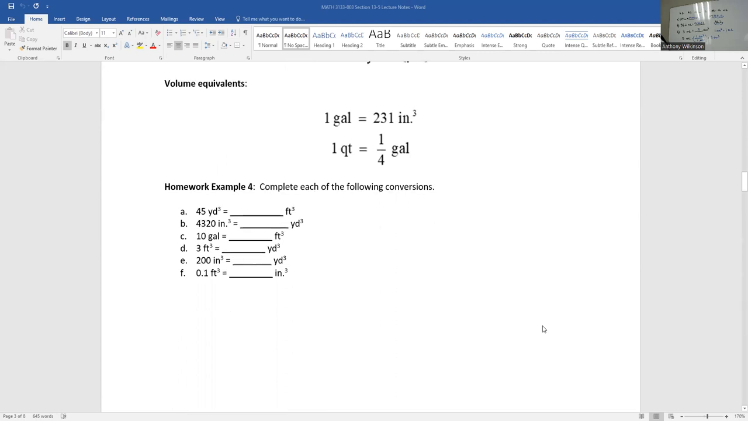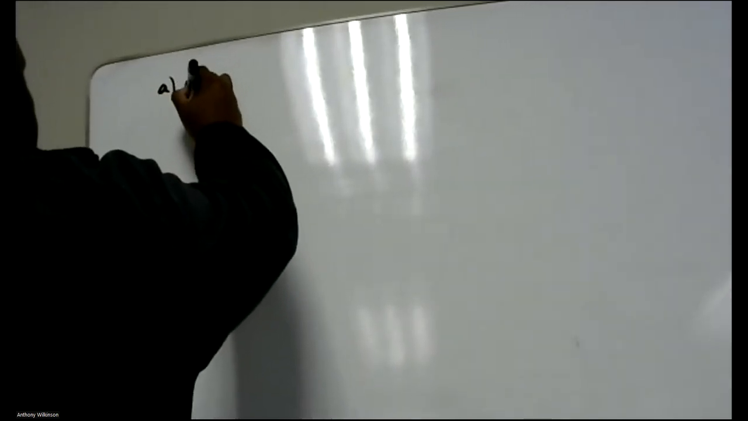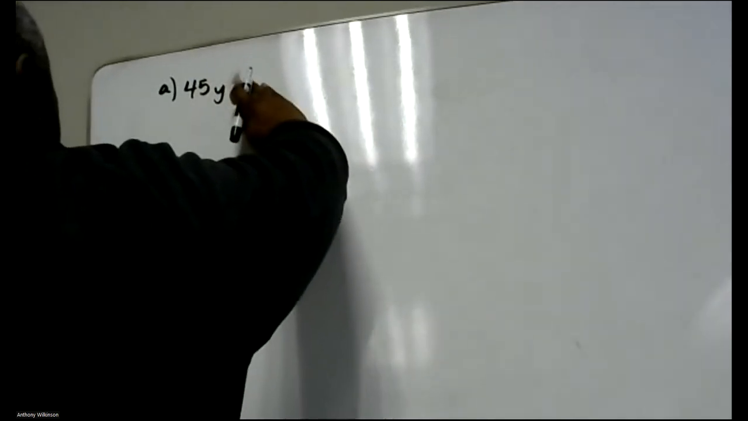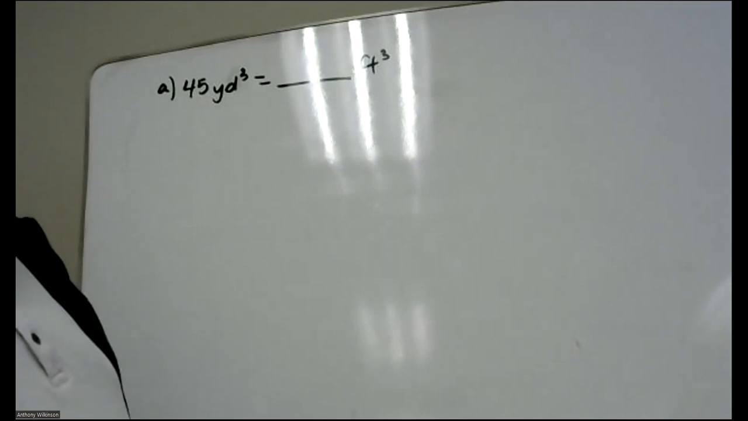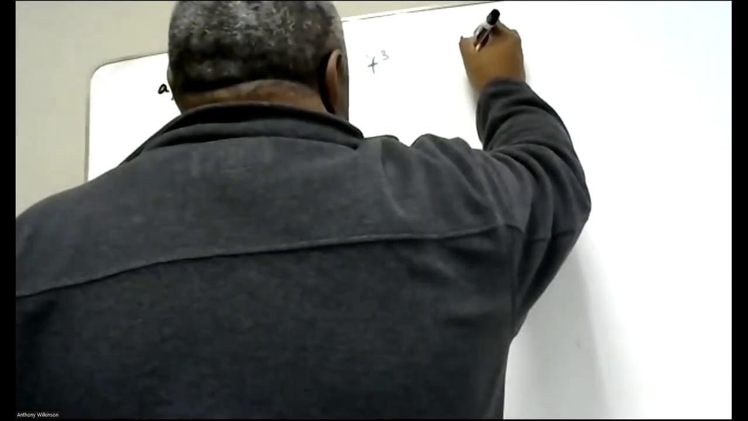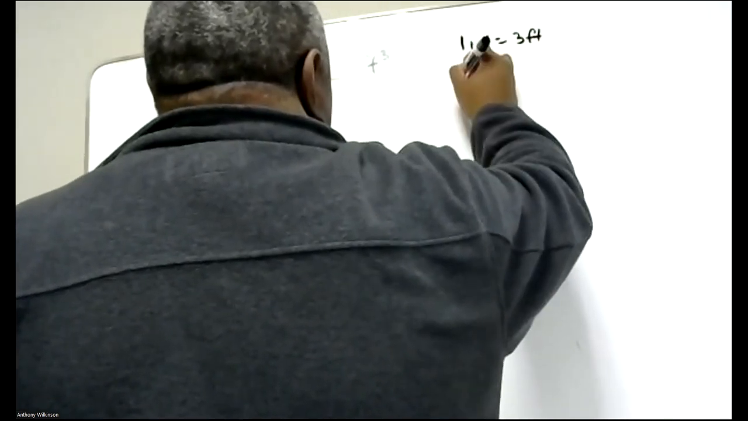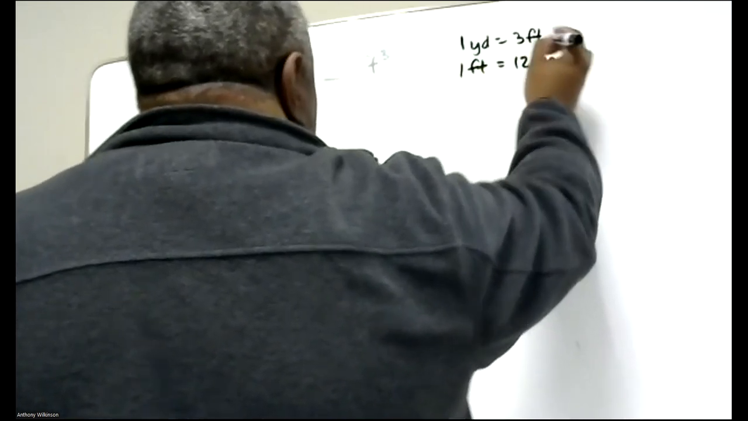Okay. So let's look at these examples here that we have. Example 4. Say I want to complete the following conversions here. So in this case, let's say we got 45 cubic yards in part A. We want to convert that to cubic feet. I'm going to write up to the side that 1 yard is 3 feet, and also 1 foot is 12 inches.